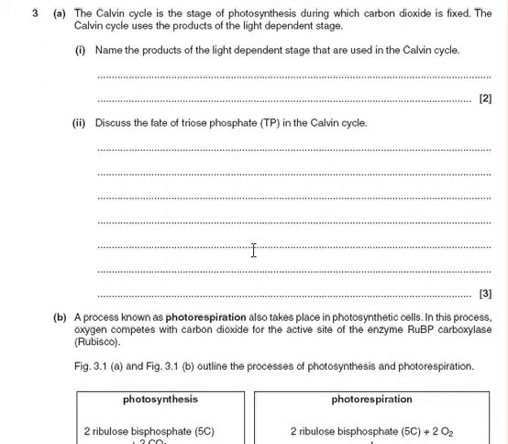Right, let's get into some respiration. Let's stick to blue. I'm in a blue mood. The Calvin cycle is a stage of photosynthesis during which carbon dioxide is fixed. The Calvin cycle uses the products of the light-dependent stage. Name the products of the light-dependent stage that are used in the Calvin cycle. And we've got 2 marks. So let's have a look.